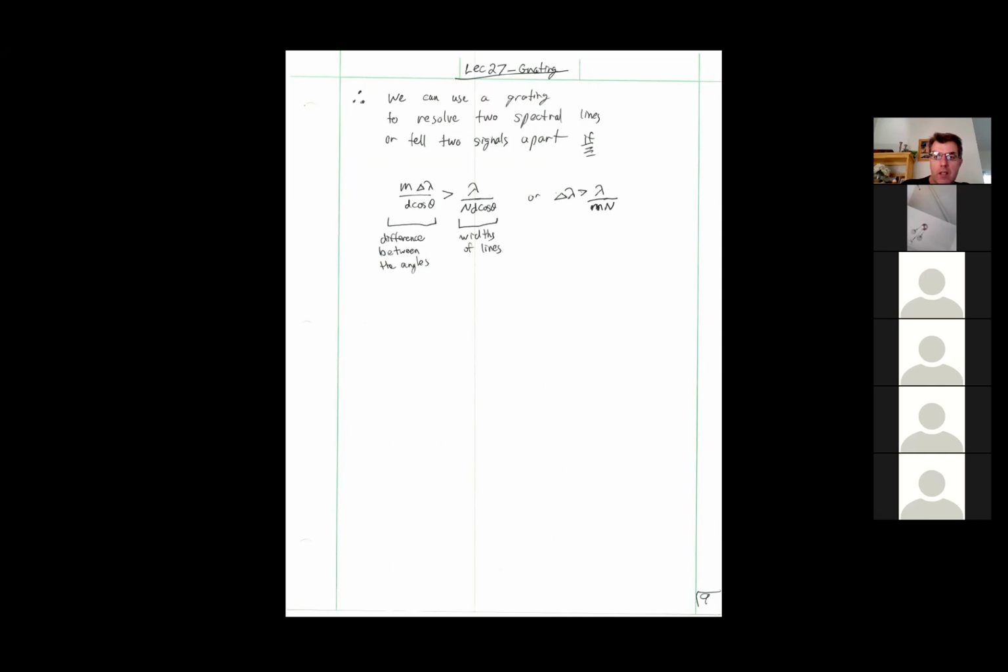This is one of those technologies that many of you are going to use. Much of physics comes down to analyzing the light that comes out of some matter so that we can learn something about the matter.